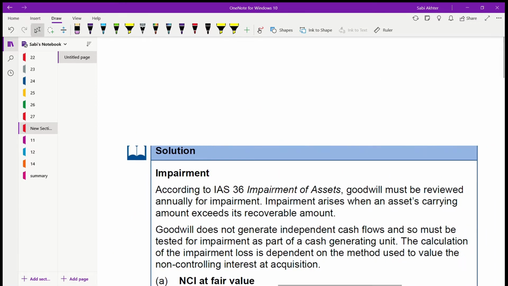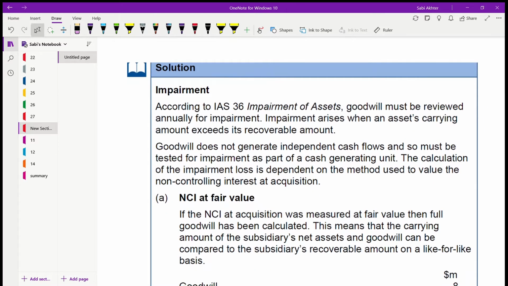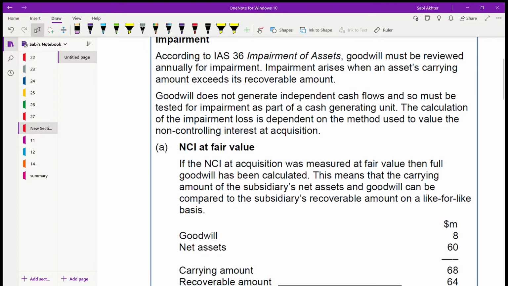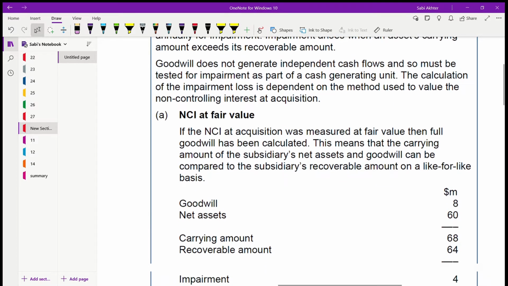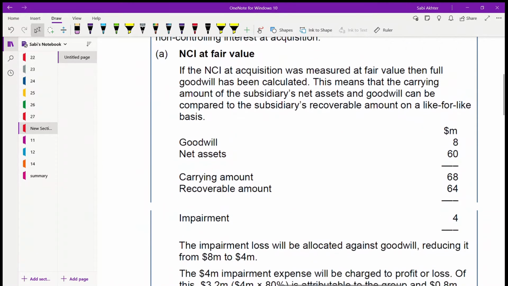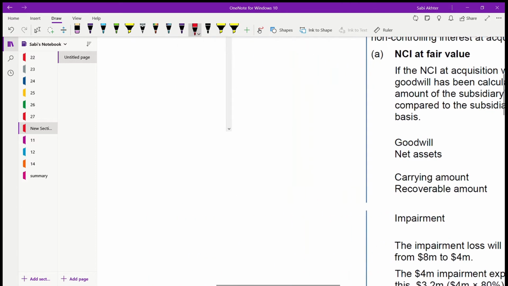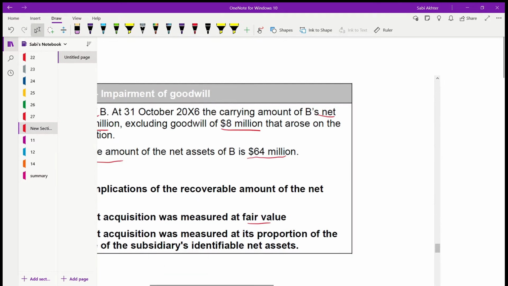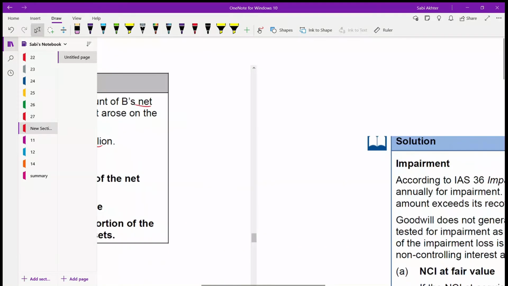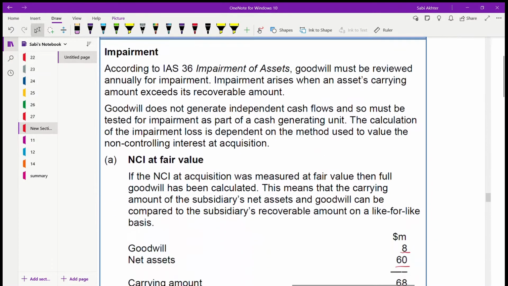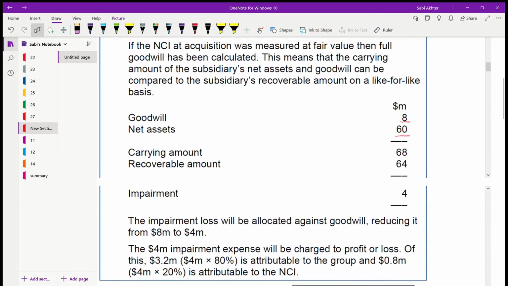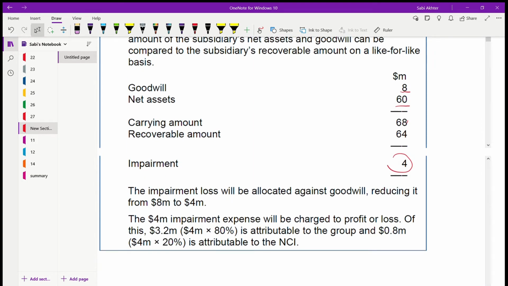So here, according to impairment, I'm not going through all those things, that impairment has to be carried out if it is more than this and this. We are directly going to the answer. First we recognize goodwill, which is 8. We add this to the net assets of 60, excluding goodwill. Then the recoverable amount is 64. So the recoverable amount is less than the carrying amount, and the impairment is 4. This will be allocated against goodwill, reducing it from 8 to 4.